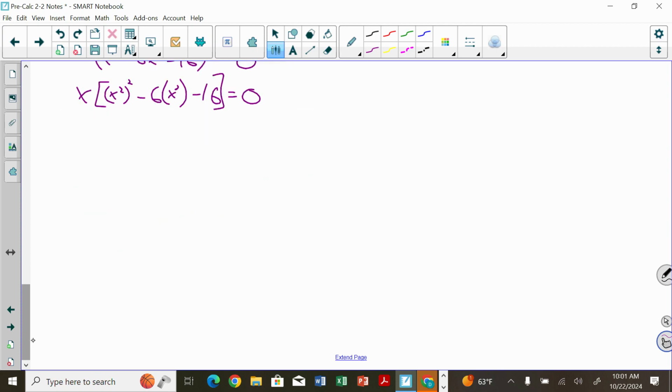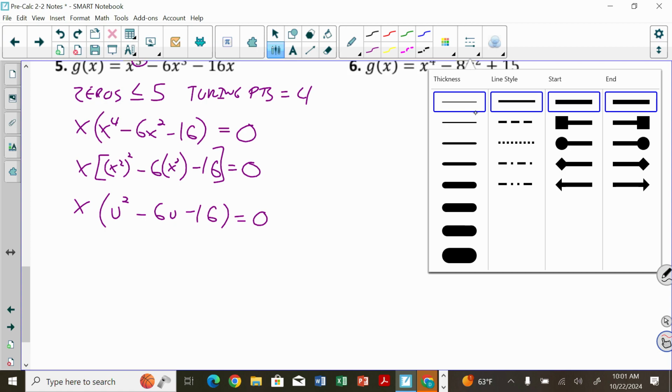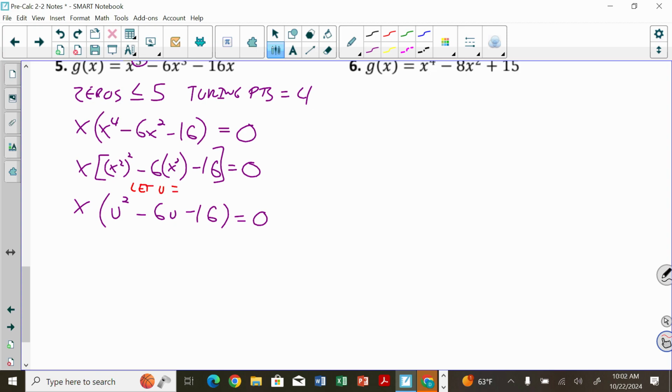So as I continue on here, all I'm going to do is where I see an x squared, I'm going to plug u in for. So I've got x outside, and now I've got u squared minus 6 times u minus 16 equals 0. And I'm just pointing that out one more time. All I did in this step here is basically let u equal x squared. So I'm subbing it in here and here, okay?